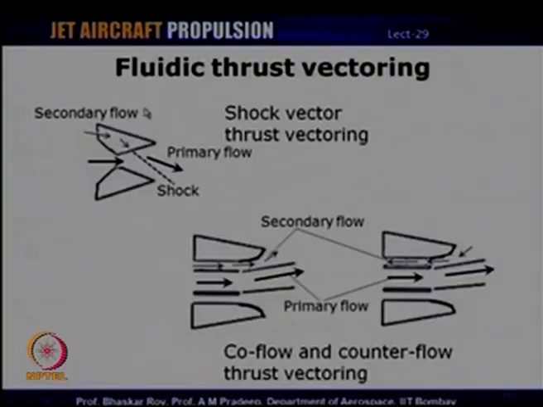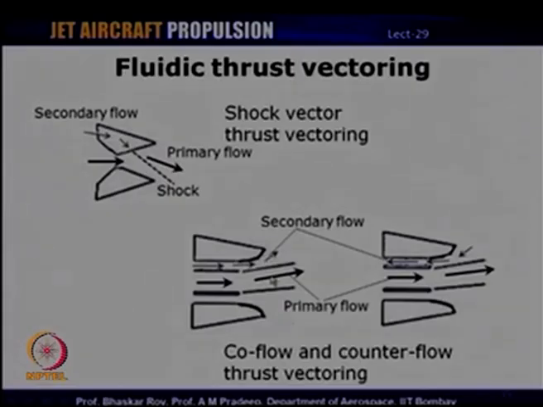So, for example, in shock vector control, injection of a secondary fluid from one of the walls of the nozzle leads to formation of a shock, which will result in deflection of the primary flow. As we know, flow across a shock has to be deflected. So, if you inject a fluid from one of the walls, it leads to formation of a shock wave that leads to deflection of the primary flow, and therefore, thrust vectoring is possible in that case.